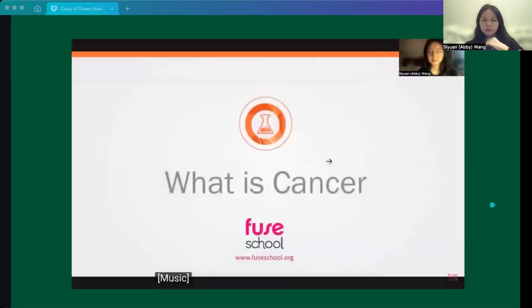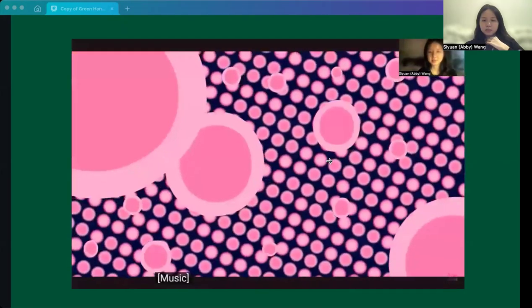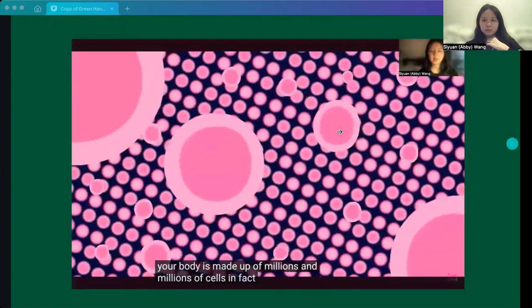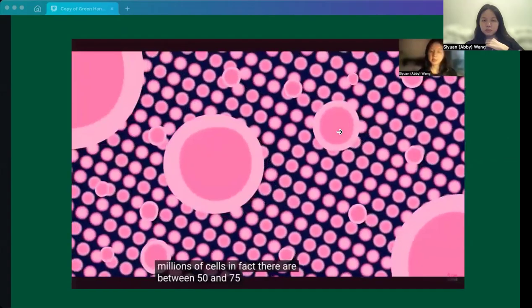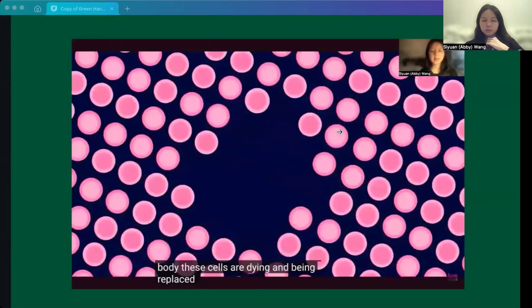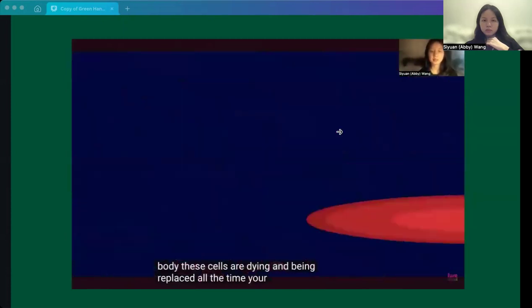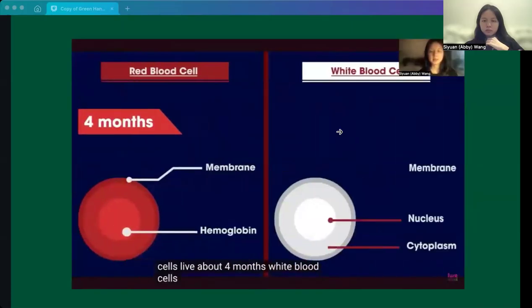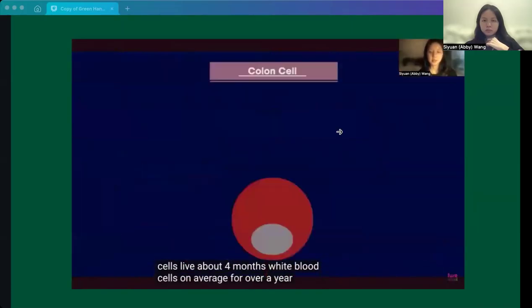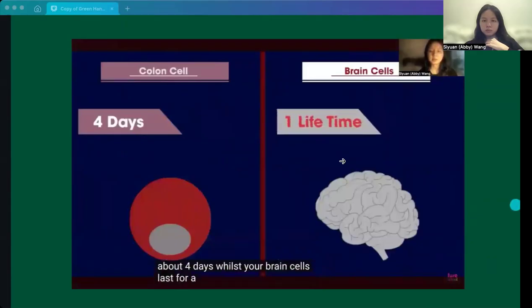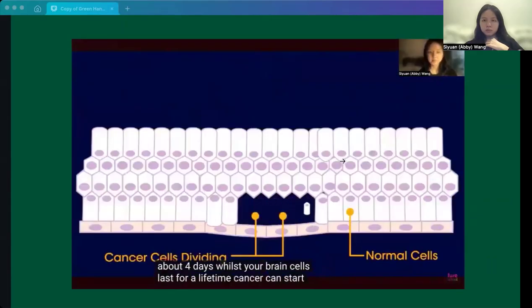What is cancer? Your body is made up of millions and millions of cells. In fact, there are between 50 and 75 trillion cells in the body. These cells are dying and being replaced all the time. Your red blood cells live about 4 months, white blood cells on average for over a year, whereas your colon cells have a lifespan of only about 4 days, while your brain cells last for a lifetime.